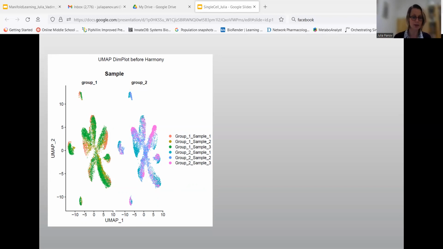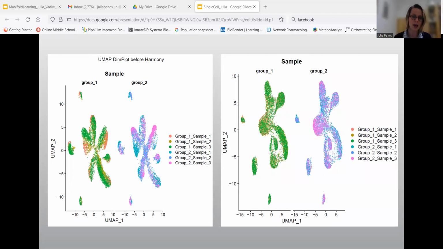There are several algorithms that help to eliminate this batch effect, and one algorithm is called Harmony. And when we apply it to our data, we see that now all samples are spread out across all clusters and are mixed together. So the algorithm has successfully eliminated this batch effect due to the sampling.